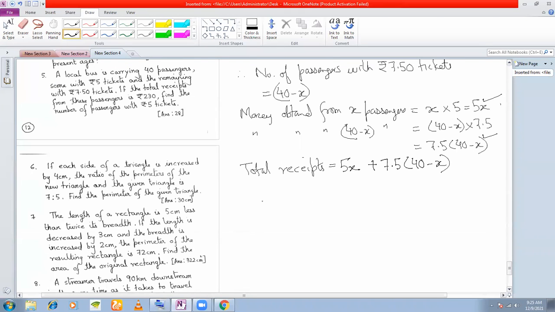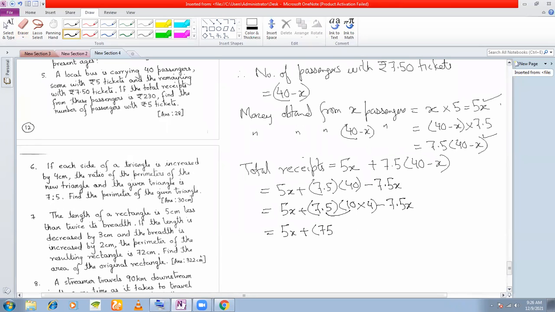Okay, so let's simplify this a little. We get 5X plus 7.5 into 40. How will you work out 7.5 into 40? 40 can be written as 10 into 4, right? If you multiply 7.5 with 10, you simply get 75, right? Into 4 minus 7.5x.